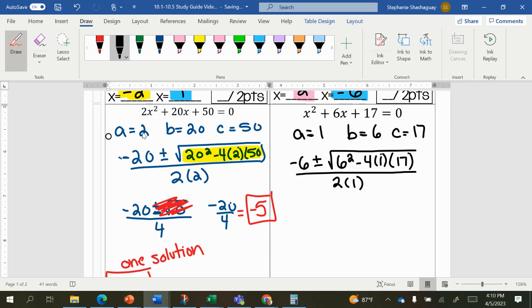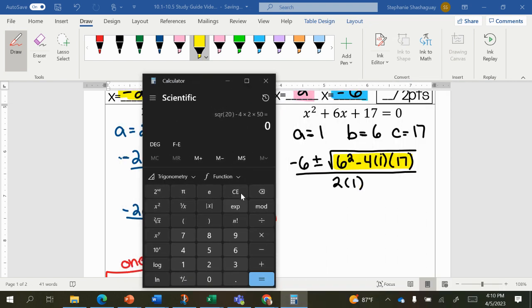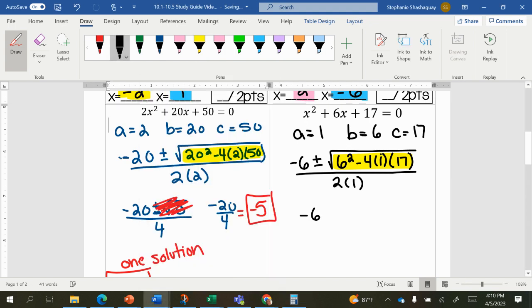So again, I'm going to first simplify what's underneath my radical. So in my calculator, I'll move it over here to this side. I'm going to type in, clear it out, 6 squared minus 4 multiply 1 multiply 17 and hit equals, and I get negative 32. Anytime I end up with a negative discriminant like I did here, I'm going to rewrite this: negative 6 plus or minus the square root of negative 32 divided by 2.